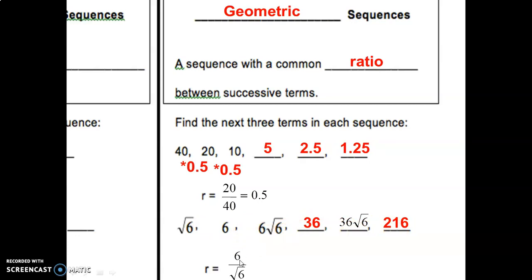Now let's check how we can get the ratio. Again, you can take one term and divide it by the previous. There's our common ratio. And that equals root 6. If you remember, when you have a fraction like this with a root on the bottom, you can rationalize the denominator, means multiply the top and bottom by root 6. And again, that will give you 6 root 6 on top, and on the bottom, root 6 times root 6 will be just 6. So the two 6's will cancel, and you're left with root 6. And that is our common multiplier here.